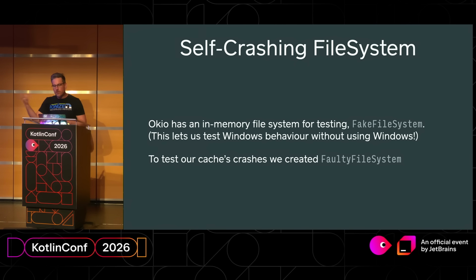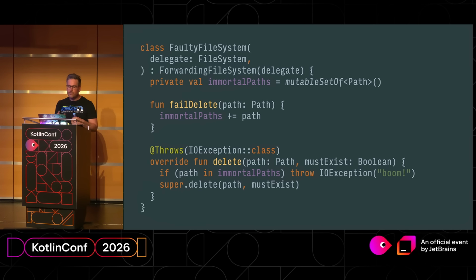It takes OKIO's in-memory fake file system, and then we have our own faulty file system. And so you can say, hey, faulty file system, I want to schedule a delete failure. So the next time somebody tries to delete this specific file, don't let them. Just throw an exception. And so there's all sorts of different places like this where this could happen in practice. A completely absurd one is you can fill up your drive, and then you can be unable to delete files because your drive is too full. That feels unfair.